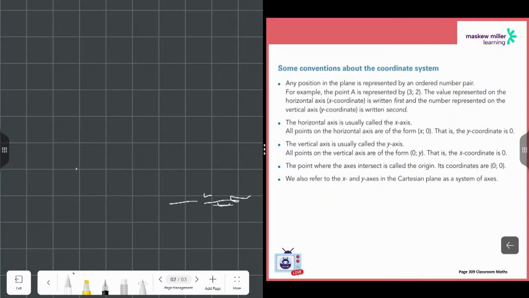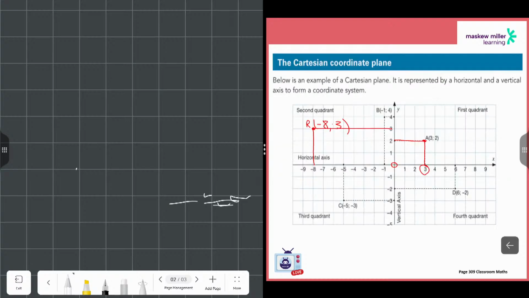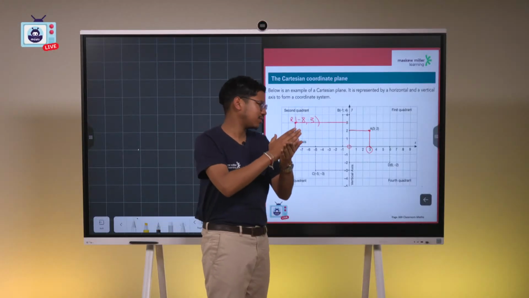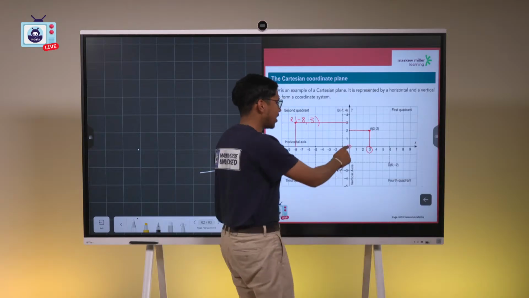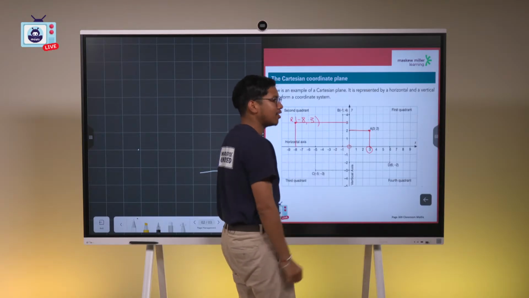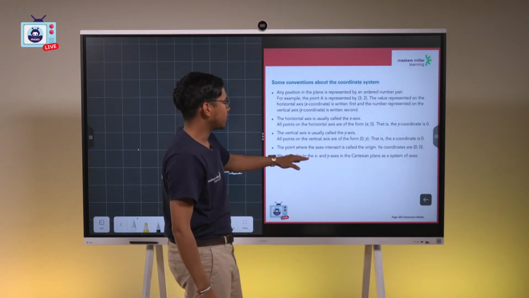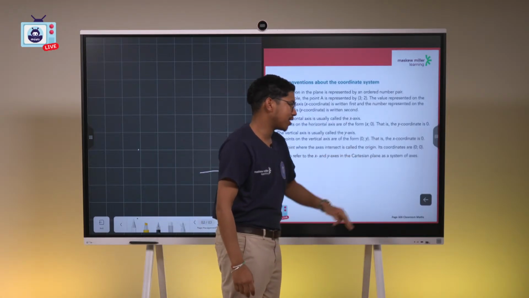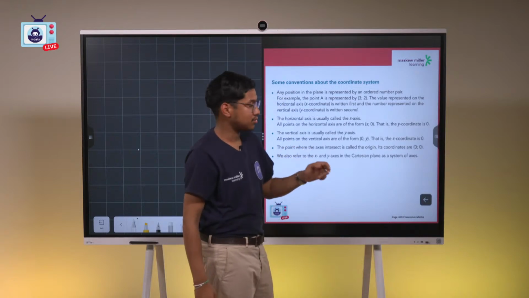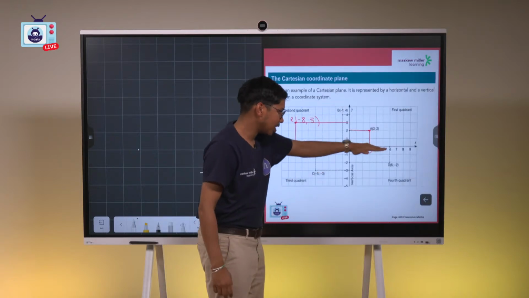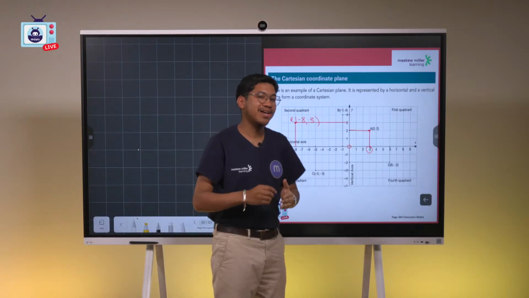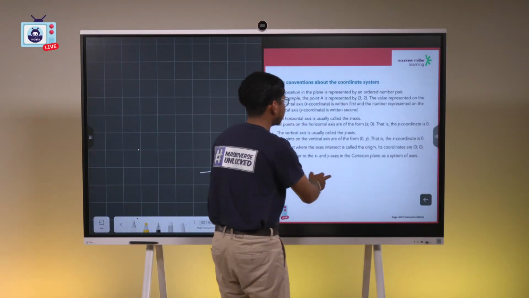Right. The point where the axes intersect, which I just explained before this, we call the origin. Its coordinates are what? 0 and 0. Where do they intersect? What's another word for intersect? Yes, it is cut. So they're cutting at this point, and at this point the x value and the y value is equal to what? 0. And then lastly, we also refer to the x and y axis in the Cartesian plane as a system of axes, right? So the x-axis and the y-axis is what we call a system of axes, all right?